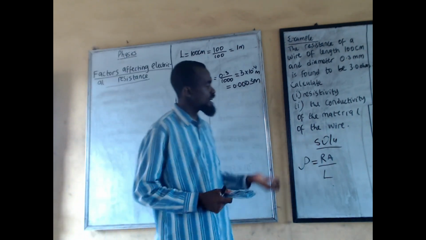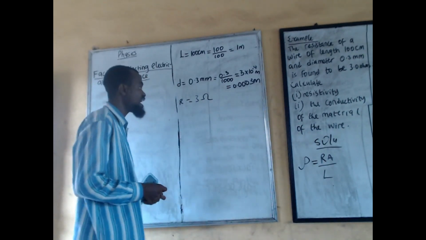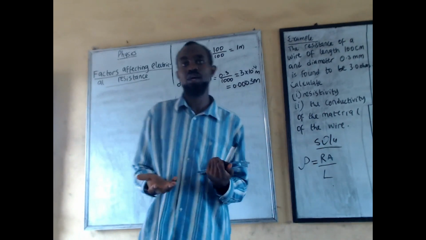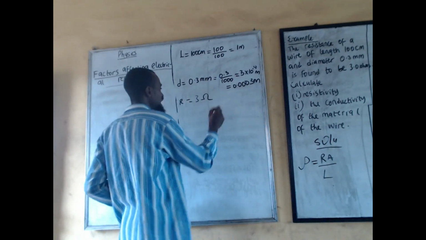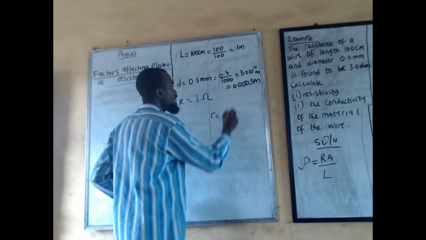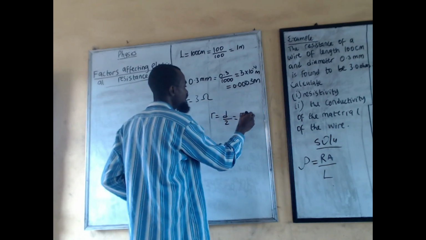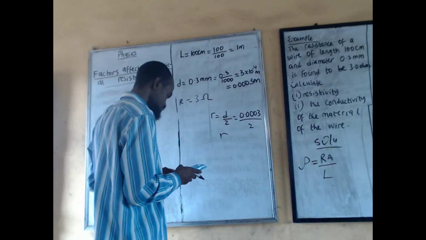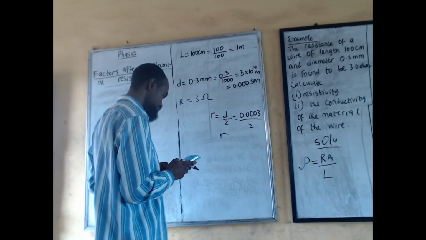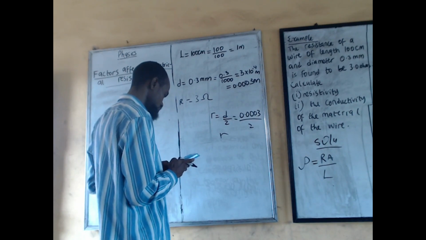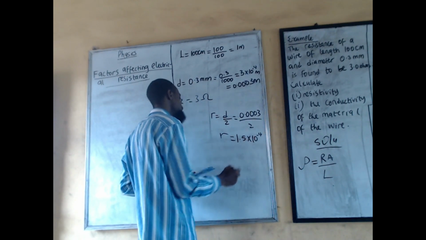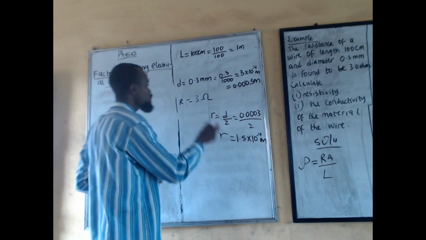Mind you, our area was not given, and as we know, to get area will be pi r squared. But we don't need diameter, we need radius. So we'll get our radius from diameter. r will be d over 2. And our diameter was given to be 0.0003 over 2. So r will be 1.5 times 10 raised to the minus 4 in standard form. With that, you have everything you need.